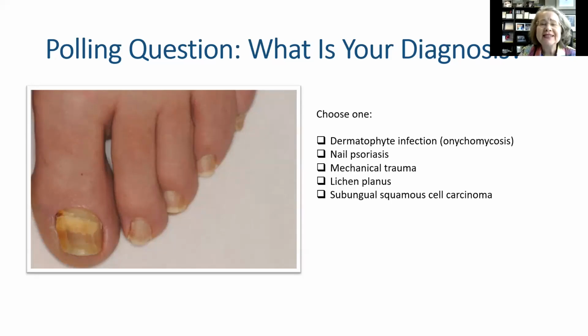And the winner here is onychomycosis, 39%, mechanical trauma, 39%. So actually, I guess there's a tie. All right, so what's the correct diagnosis?